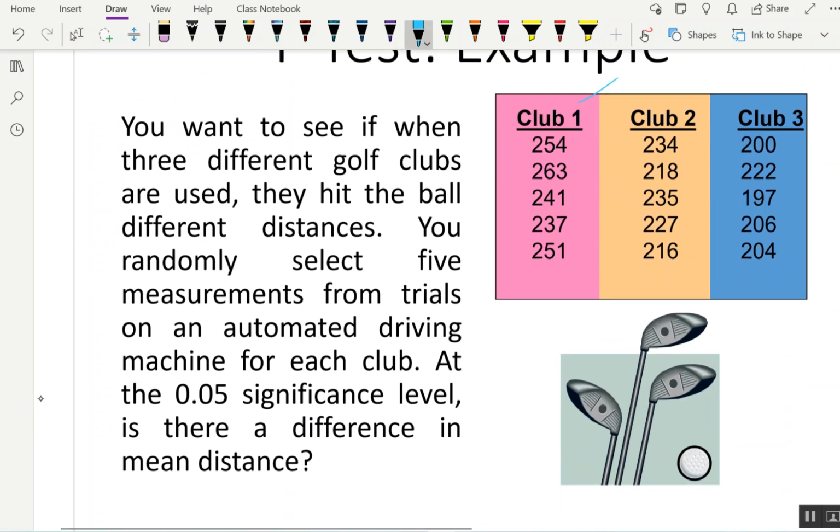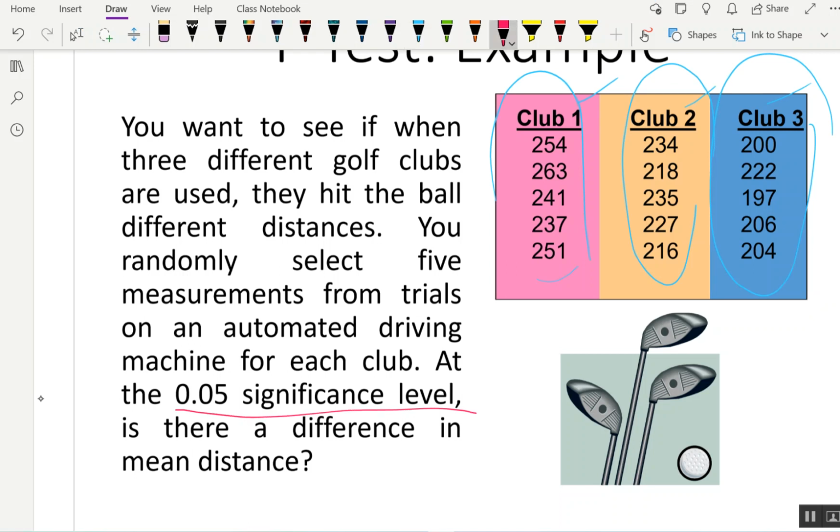Okay, we have club 1, club 2 and club 3, and all this data, and again the sample size for each of this group. So now I'm highlighting each of these groups are the same, because I have 5 here. Okay, so randomly select 5 measurements from trials. They also give you the significance level, so they want to see is there any difference in mean distance. So basically the concept still applies to ANOVA here.